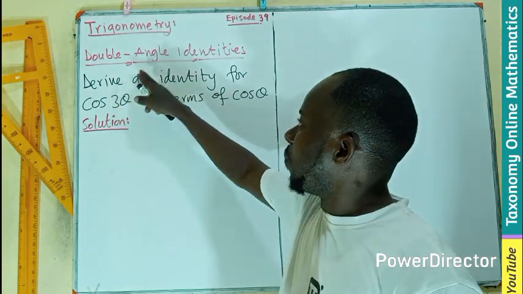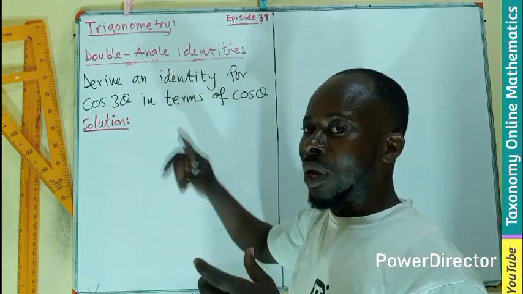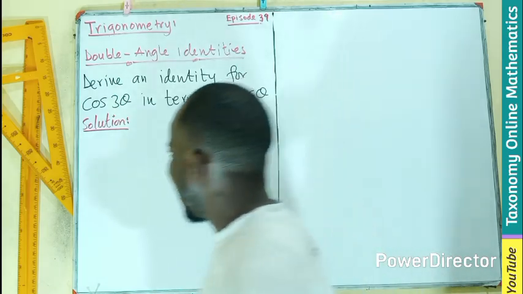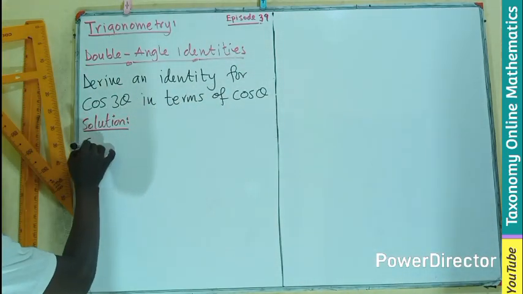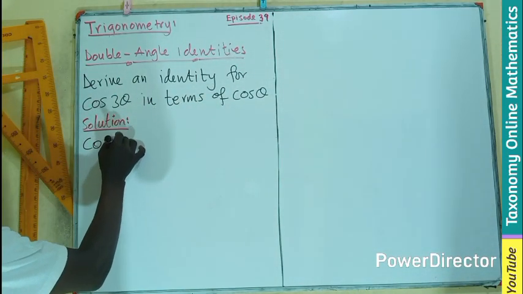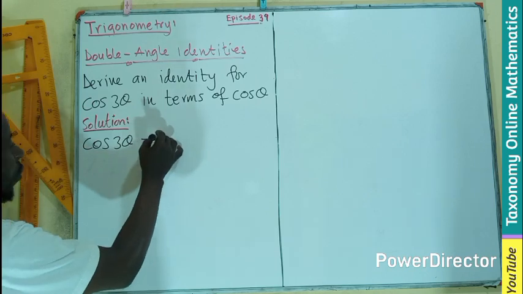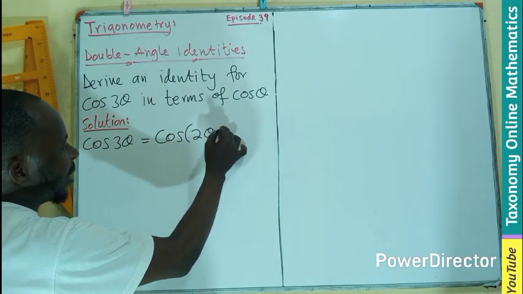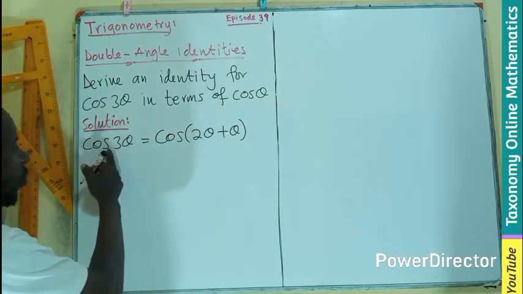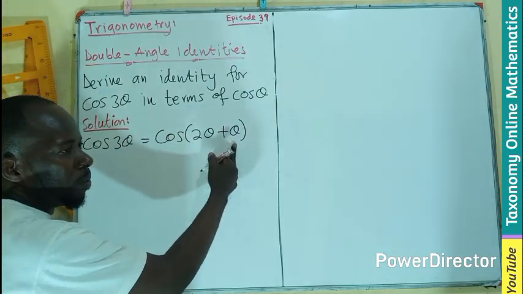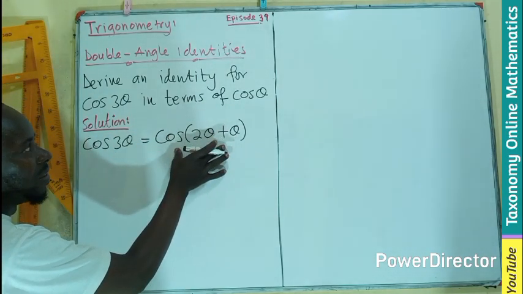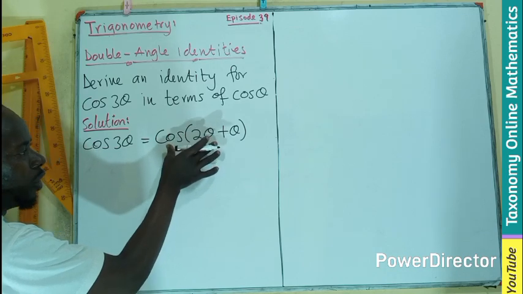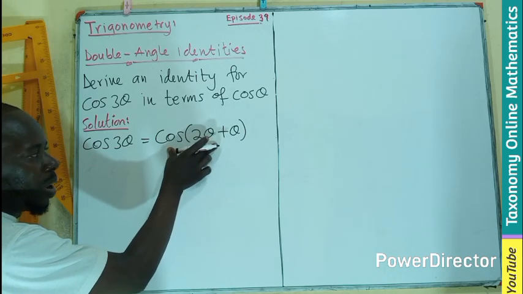So what do we do? We can also think of the compound angle here: if I have cos 3 theta, that can also be taken as the cos of 2 theta plus 1 theta. So this is expanded in this form, and this expansion is of a compound angle. How do we expand this in terms of compound angle?